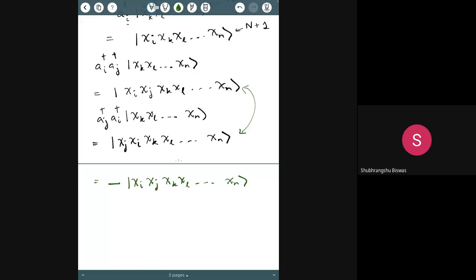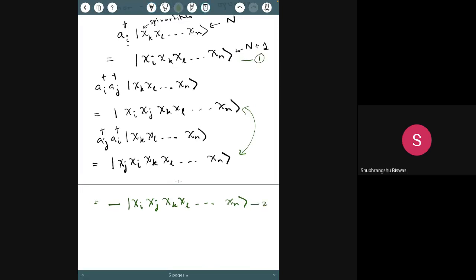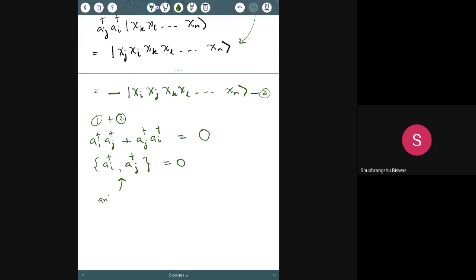So I can add equation 1 and equation 2. So 1 plus 2 tells me that a_i dagger a_j dagger plus a_j dagger a_i dagger is equal to 0. And this is called an anti-commutator of a_i dagger and a_j dagger, and it is denoted by these curly braces. It's called an anti-commutator because of the plus sign. A commutator would have a negative sign.